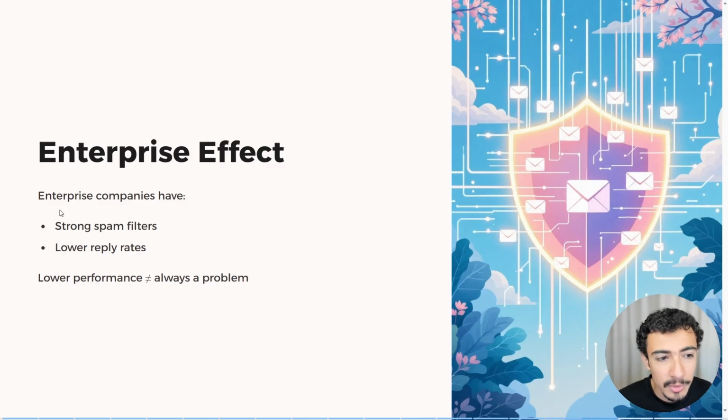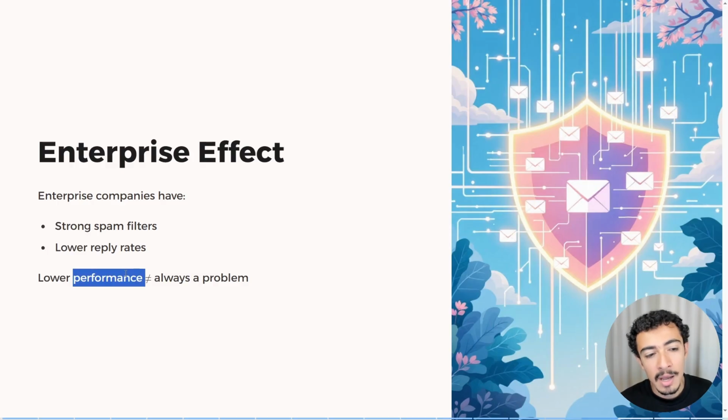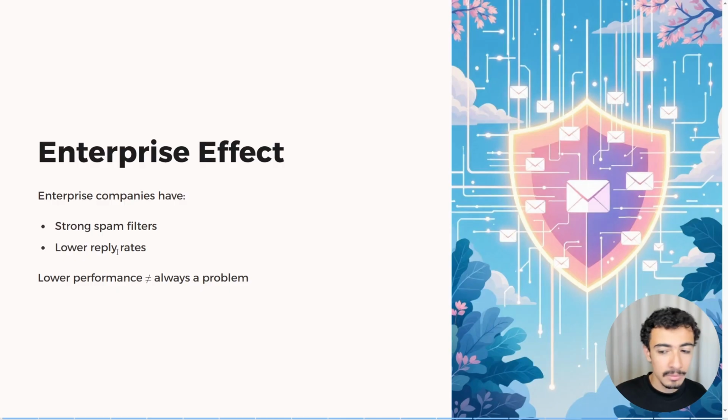So this is a bit of a bonus, but enterprise companies as well have stronger spam filters and lower reply rates. So with these kinds of companies, when you reach out to them, you will naturally sometimes face lower performance, and that is because they inherently have higher spam filters. And this is why targeting is important. When you're reaching out to enterprise companies, try to reach out to the right person and with the right kind of messaging.